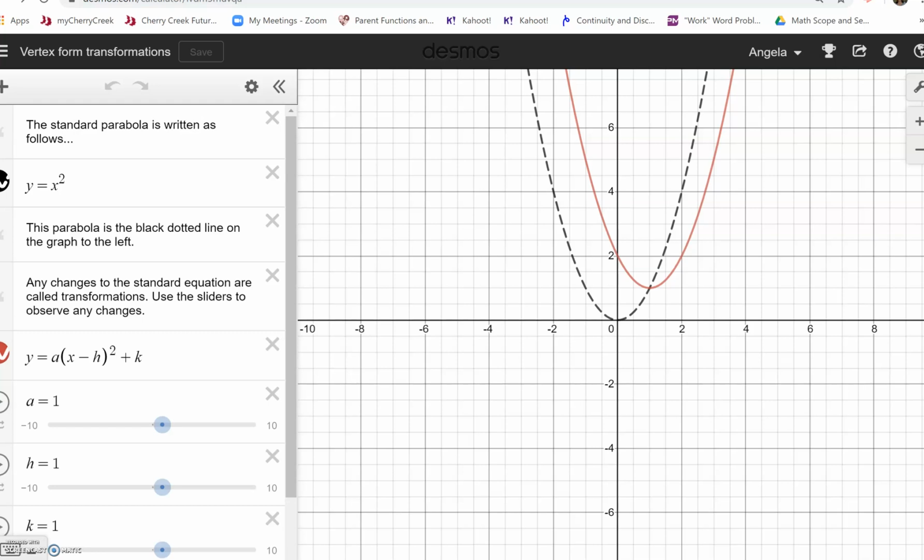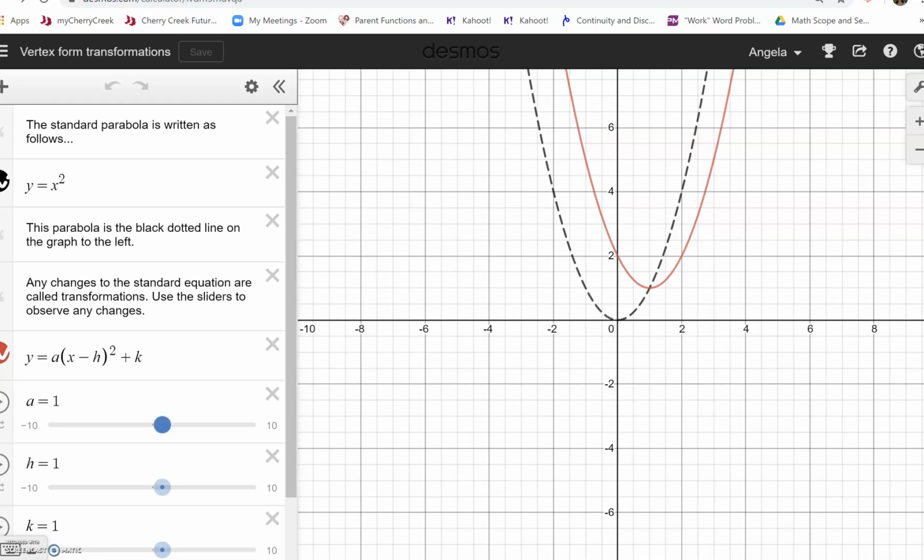The h value right here is going to give you your horizontal shift. That's going to be a shift to the left or to the right. And then your k value in this space right here is going to give you your vertical transformation. So it's going to make the graph rise or make the graph lower on your graph.